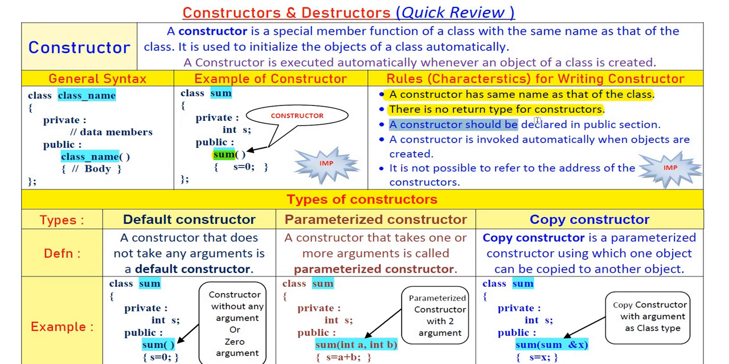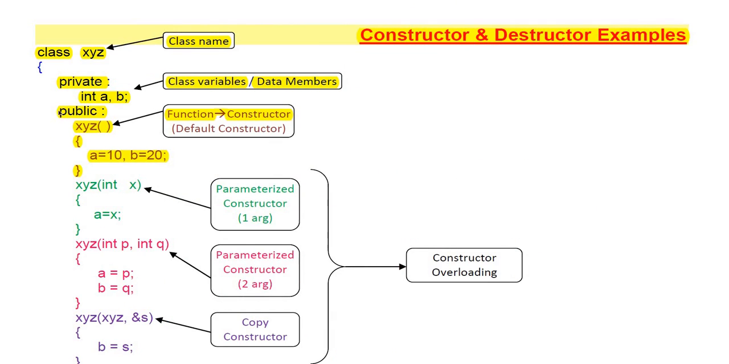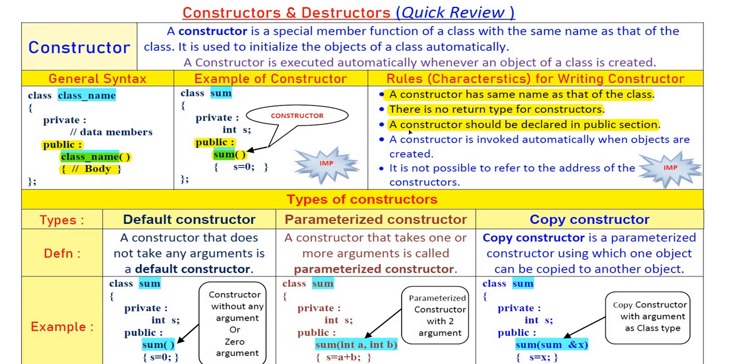Then a constructor should be declared in the public section. Already you know in a class there are three sections: private section, public section and protected section. So we have to declare the constructor in the public section like this. Here also you can see this XYZ is a constructor and this is the body of the constructor. This constructor is declared in the public section. So this is the third rule about constructor. A constructor should be declared in the public section.